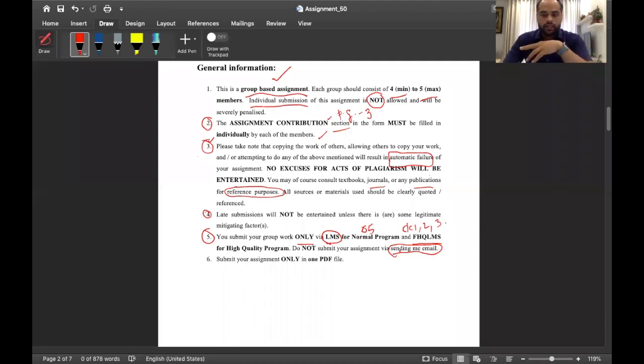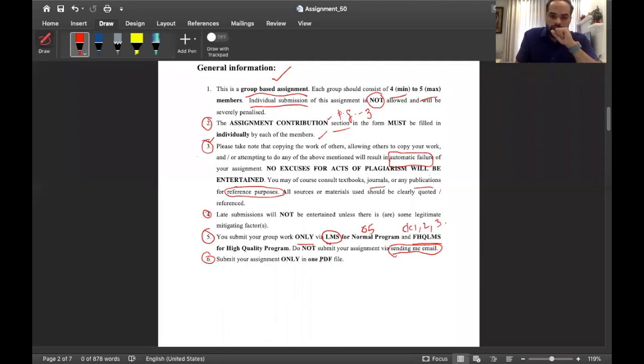If you send me your assignments through email, I will give you 0. Of course, you can send me email regarding a question, but do not send me your work through email. Work you have to submit only through the learning management system. And number 6 is you have to submit only one file, not 2, 3, 4, 5, or 6 files, just one file.